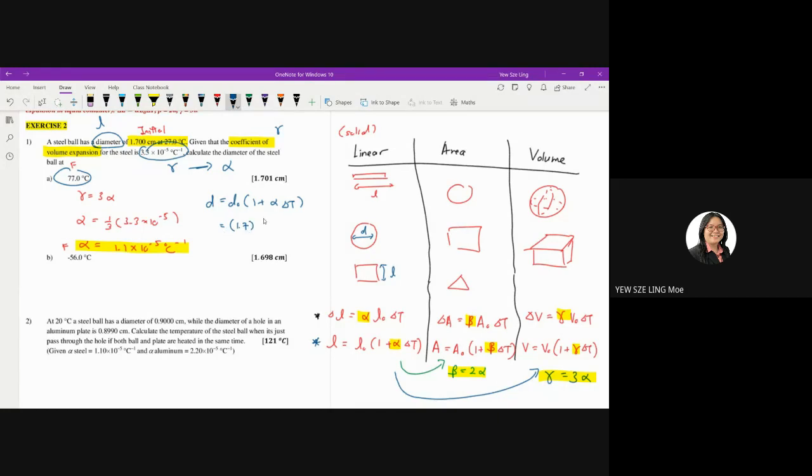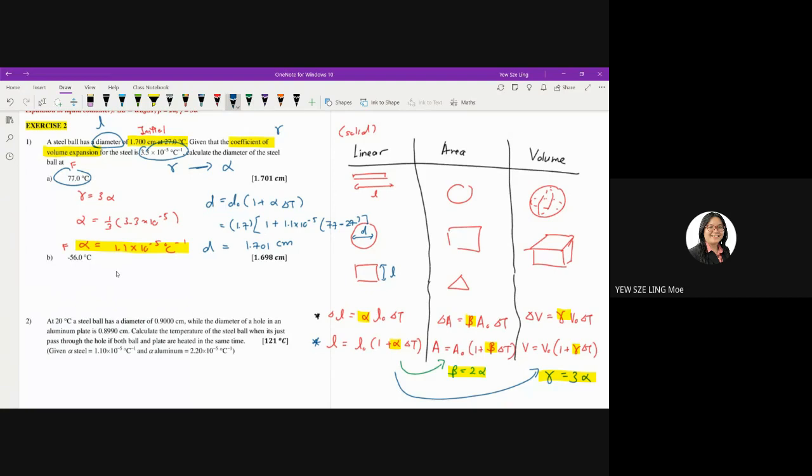So 1.7, and then 1 plus alpha, which is 1.1 times 10 to the power of negative 5, times delta T. So what is the value of delta T? The initial temperature is 27, final is 77. So 77 minus 27. Eventually you obtain D equals 1.701 cm.